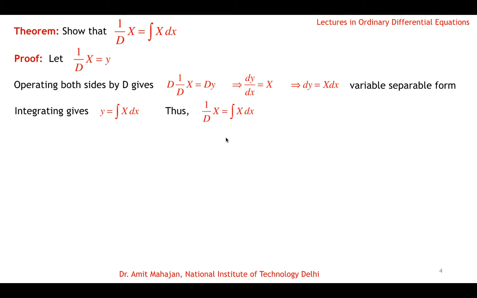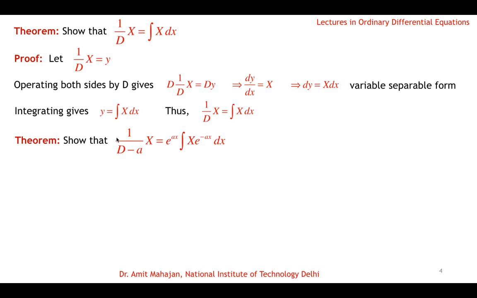The second theorem says: show that 1/(D minus a), when operated on X, is equal to e^(ax) times the integral of capital X e^(-ax) dx. So this result, with a equal to 0, reduces to the first theorem. If a is 0, it is (1/D)X, and the exponential at a equal to 0 is 1, so it is the integral of X dx. So this is the general formula.